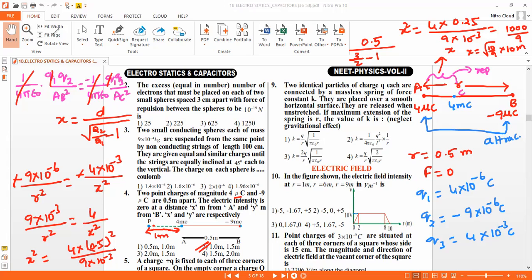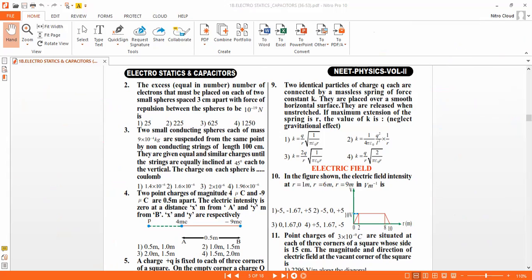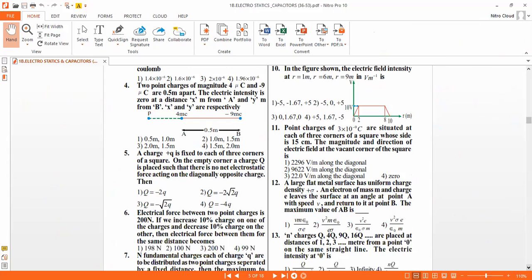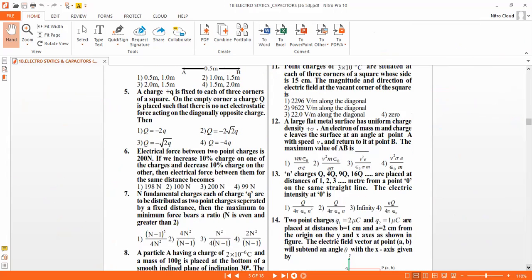Okay, fine. See the next question. A charge plus q is fixed at each of the three corners of a square. On the empty corner, a charge capital Q is placed such that there is no net electrostatic force acting on the diagonally opposite charge.